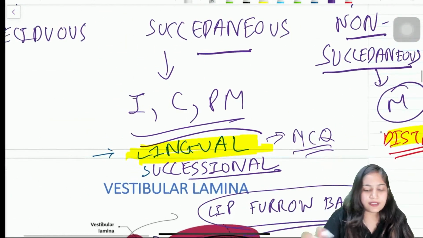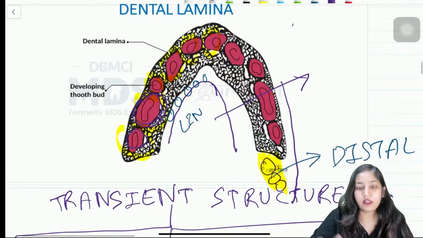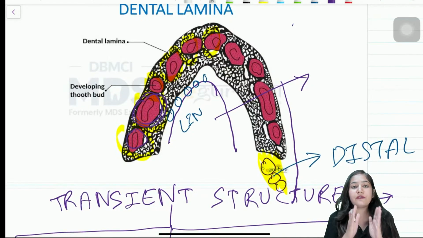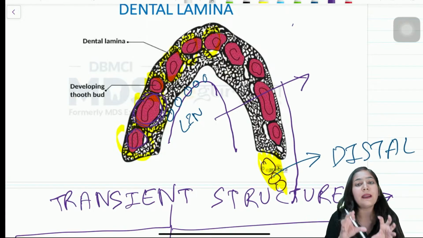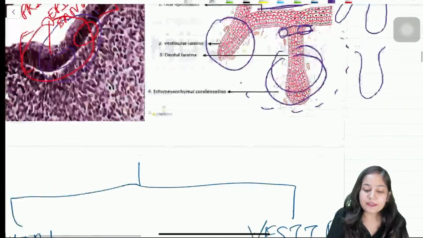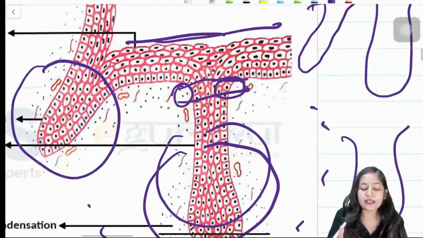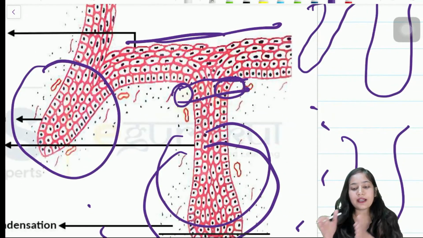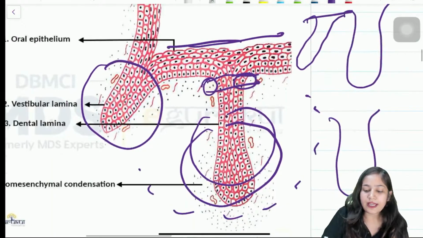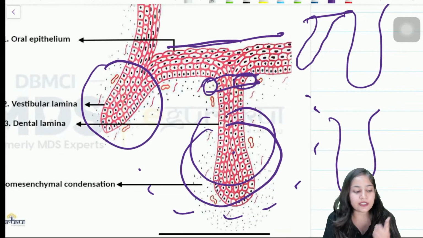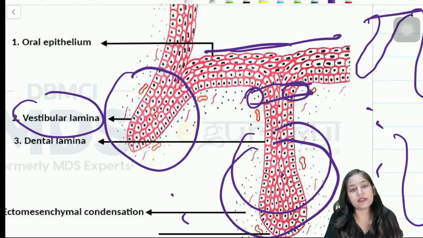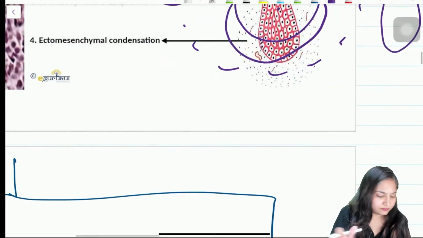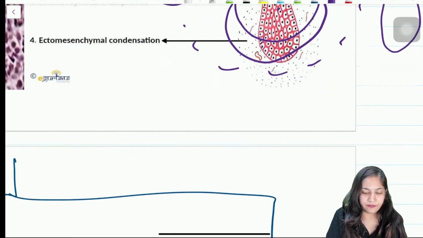So any doubt in this? Dental lamina and vestibular lamina: initially we had formation of a thickened epithelial band, which was our primary epithelial band. This primary epithelial band had two extensions, which are vestibular lamina and dental lamina. Dental lamina leads to the formation of deciduous tooth, succedaneous and non-succedaneous tooth, while vestibular lamina leads to the formation of vestibule. Okay. Any doubt?